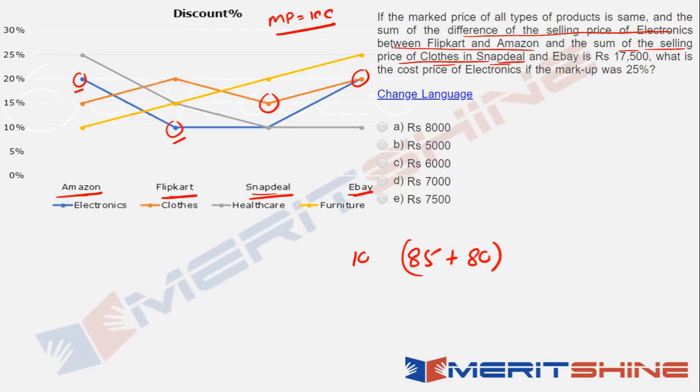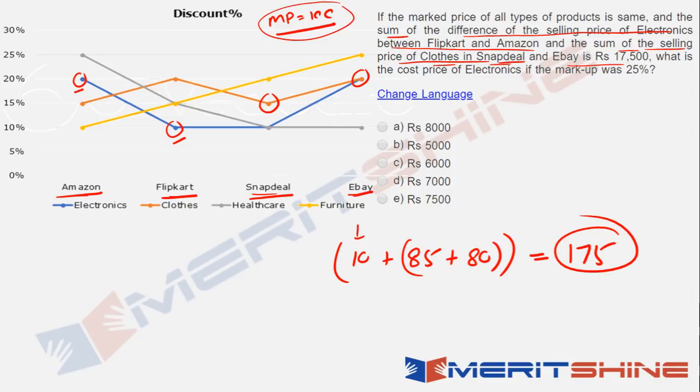Clothes in Snapdeal selling price 85, clothes in eBay selling price 80, and this was the first difference that we calculated. So it's talking about this total sum. It's tedious in the sense that you have to write these values, but there are no tough calculations here. If you just sum this up, this value would become 175. Now this is 175 when we took the mark price as 100 for everything, but the actual value is 17,500.